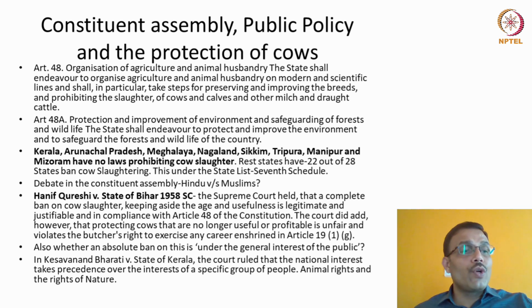Now, if you look at the Indian Constitution, we have an article, Article 48. This is under the Directive Principles of State Policy, and you will notice that this states the organization of agriculture and animal husbandry. What does this say? It says that the states, which include all forms of government, shall endeavor to organize agriculture and animal husbandry on modern and scientific lines, and shall, in particular, take steps for preserving and improving the breeds, and prohibiting the slaughter of cows and calves and other milch and draught cattle.